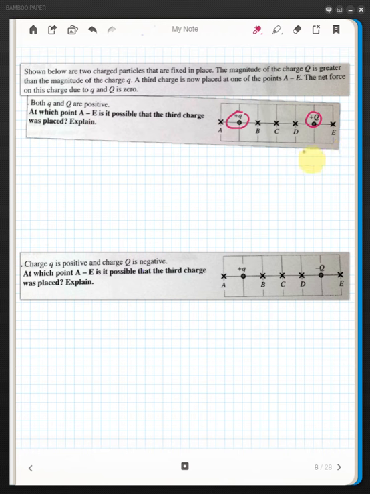Okay, and at this place that we're going to put it, the net force on this charge due to little q and big Q is 0. So where could it possibly be? Where are you putting the third charge? In order for the net force on the charge to be 0, this mystery charge needs to have an equal force on it left and right. Those need to be the same. Let's call it F1 and F2. They need to be the same.